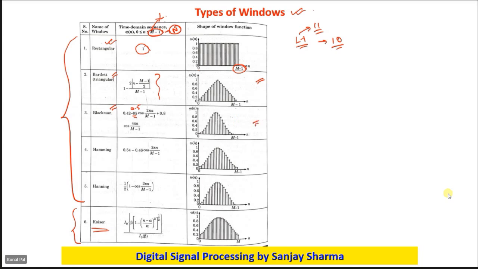Then we have a Hamming window. Over here, it is given by 0.54 minus 0.46 cos of 2 pi n divided by M minus 1. Then we have the Hanning window, given by 1 by 2 times 1 minus cos of 2 pi n divided by M minus 1. And lastly, we have the Kaiser window, which is given by I0 of beta times the square root of 1 minus ((n minus alpha) divided by alpha) squared, divided by I0 of beta, where beta is again a function.